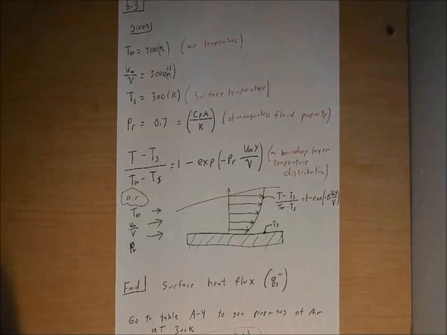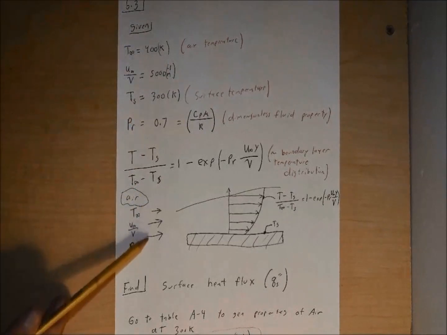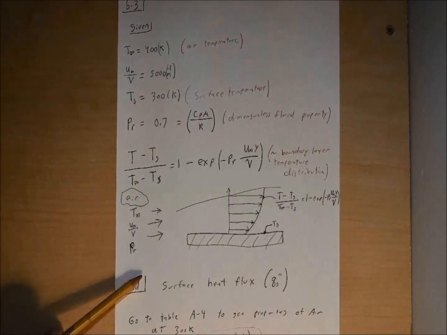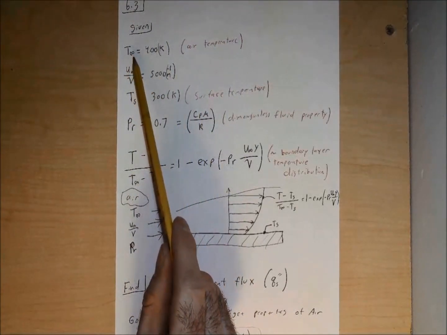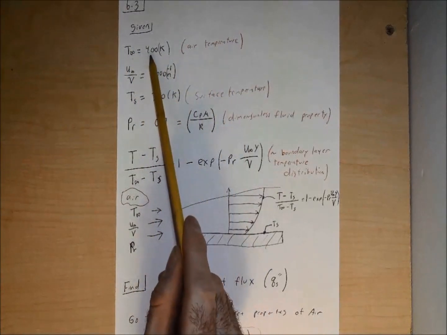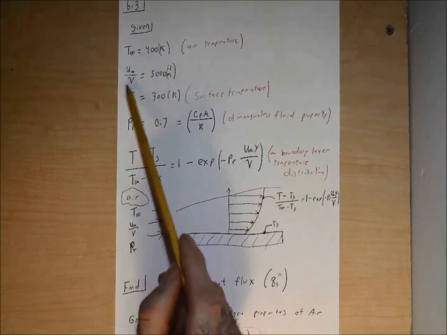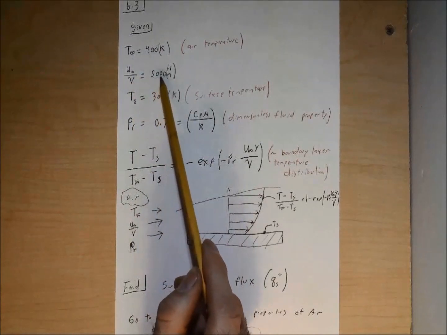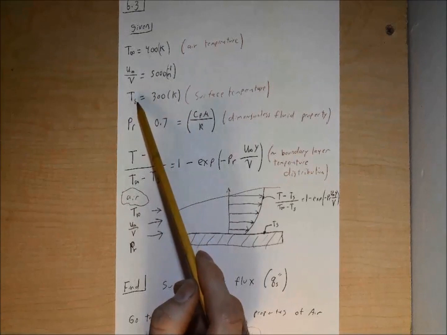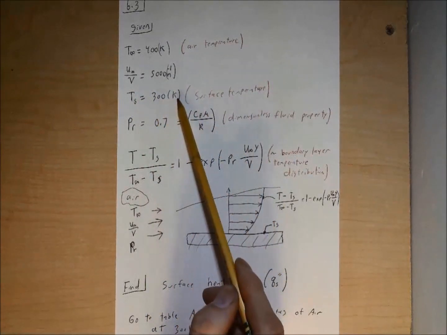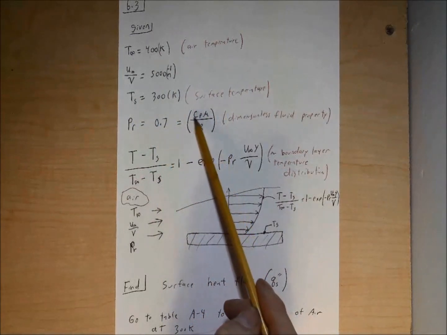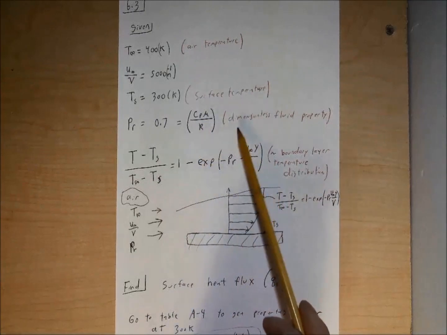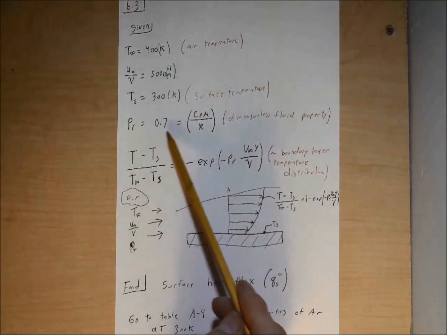So now that we've had a chance to look through the problem statement, what we want to do next is go through and figure out what they give us, what we're looking for, and whether there are any assumptions we need to make. If we go back to the word problem, they give us quite a bit of information. One thing they give us is T sub infinity, our air temperature, which is 400 K. They also give us the ratio U infinity over nu equal to 5,000 meters to the negative 1. We have T sub S, our surface temperature, equal to 300 K. We have our Pr number equal to 0.7, which is also equal to Cp mu over k, a dimensionless fluid property. So we have a numeric value for this as well.